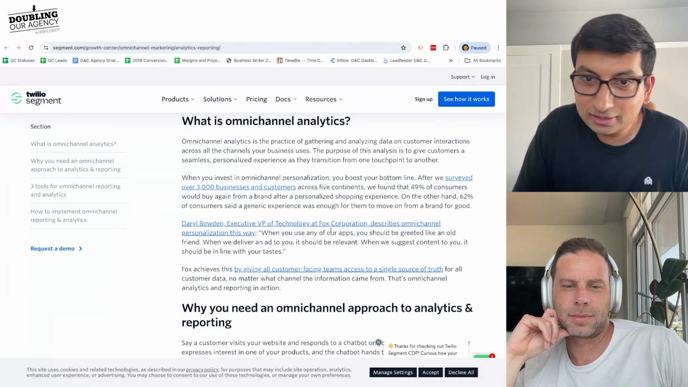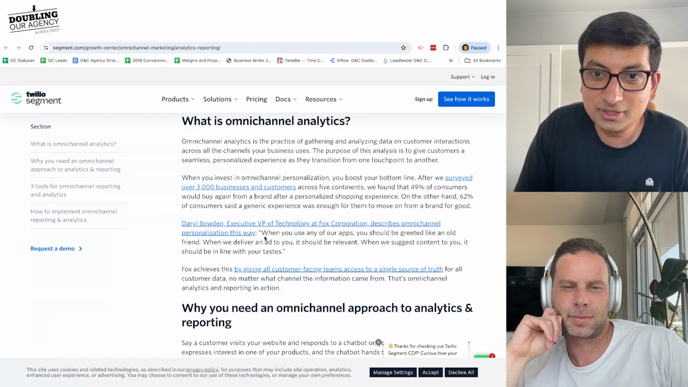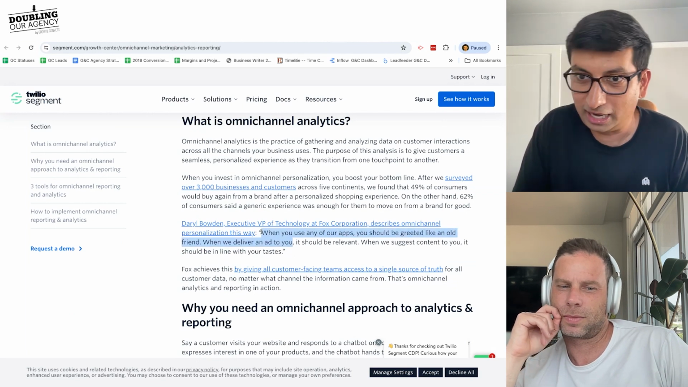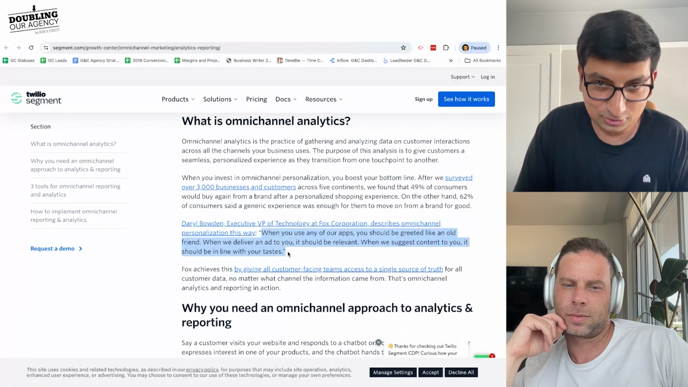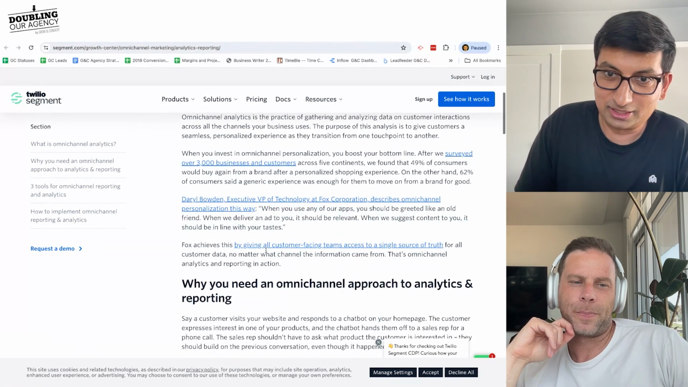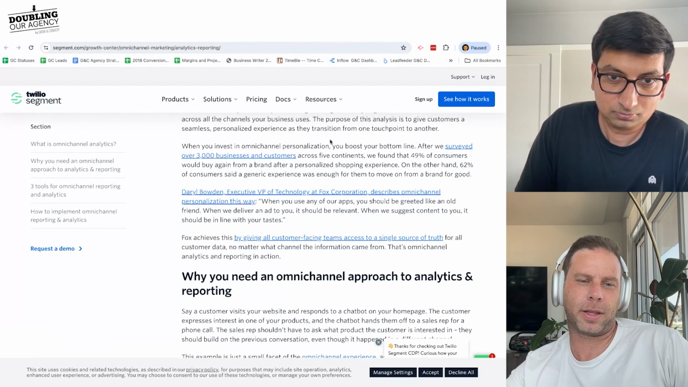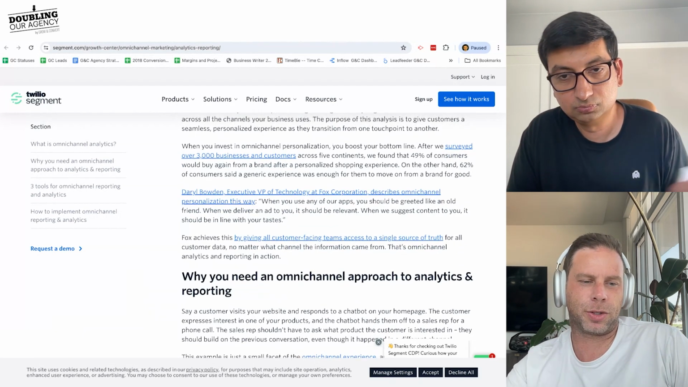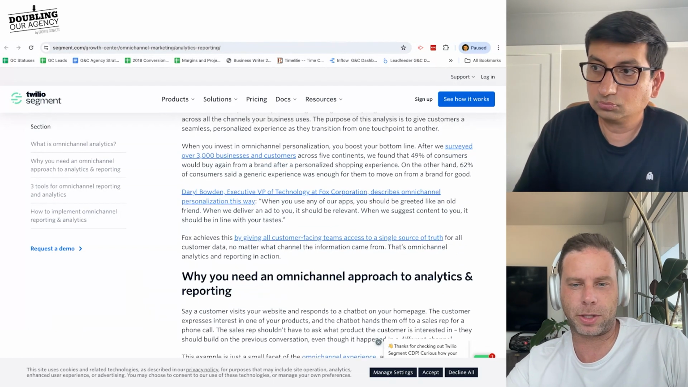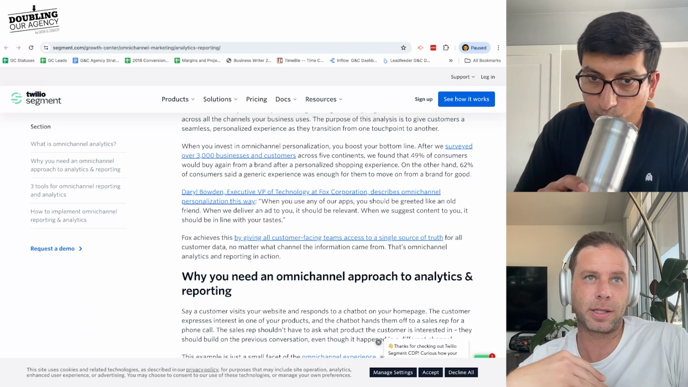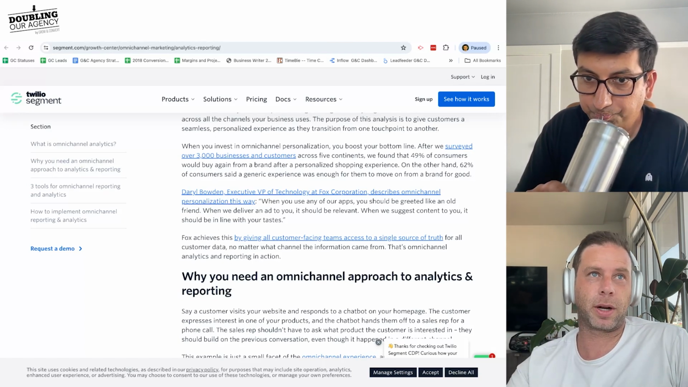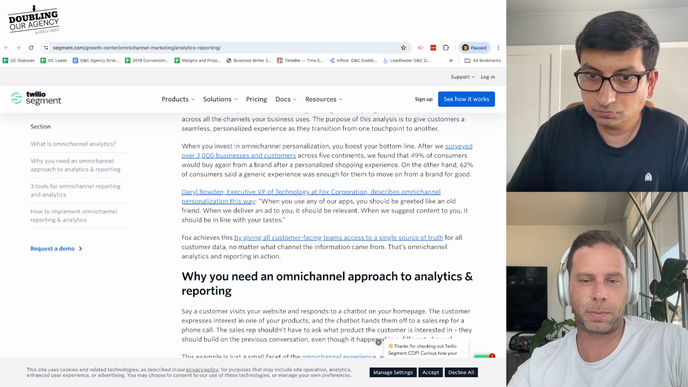Daryl Bowden, executive VP at Fox Corporation, describes it this way, quote, "When you use any of our apps, you should be greeted like an old friend." It's just spending a lot of time saying all of this nonsense to you. But I think the key thing is the introduction is one of the most important pieces of the piece, because it's what hooks the reader and it shows the reader you either have expertise or not.